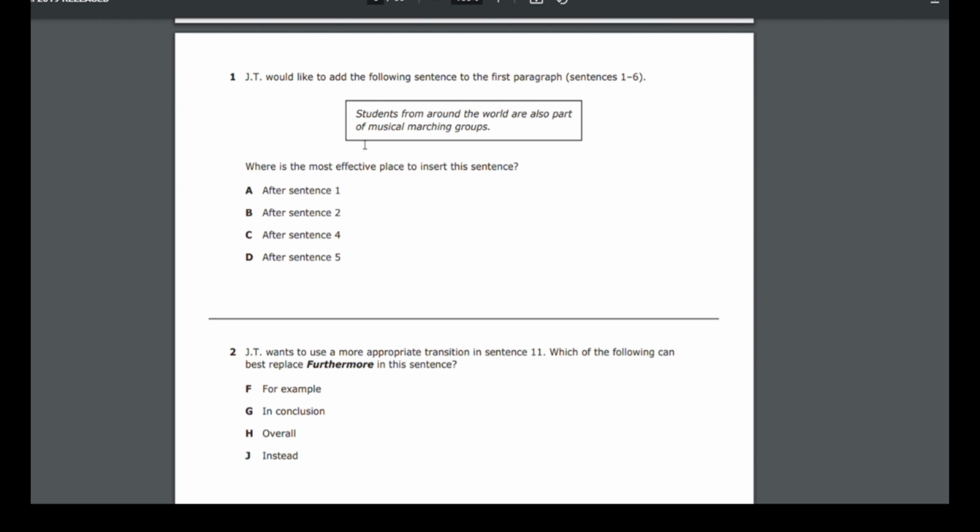Oftentimes what students do is that they just put an X on top of the letter, but because of the way the brain functions, it's still going to see that X and then it's still going to read the answer. So what you want to teach your students to do is to completely black this out altogether, so their brain doesn't even see it, recognize it, or read it.